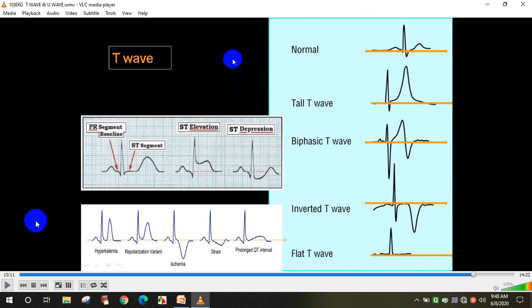Now you can see here that there is a tall T wave. This is very frequently seen in hyperkalemia or hyperacute MI. Here you can see that there is a repolarization variant. Sometimes you can see it in a normal individual, but this is not characteristic of hyperkalemia or hyperacute MI. Here you can see that the T wave is sharply inverted, so it is more in favor of an ischemia.